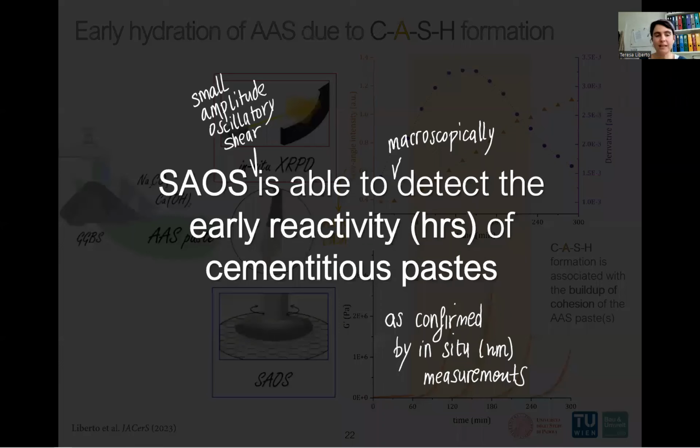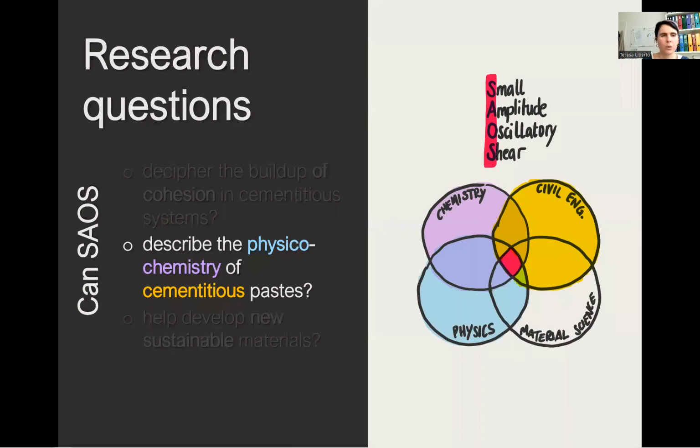And in general, SAOS is able to detect macroscopically the early reactivity of cementitious pastes, as is confirmed by in situ measurements that are more complex to handle and also more difficult to have in a lab. So now the second part: can we describe the physicochemistry of cementitious pastes?